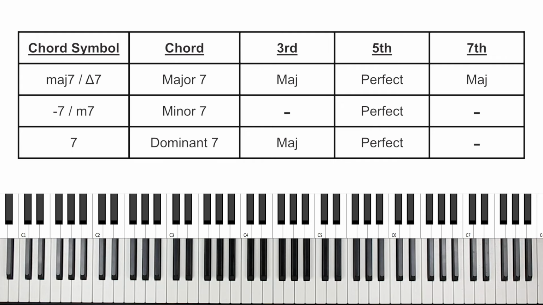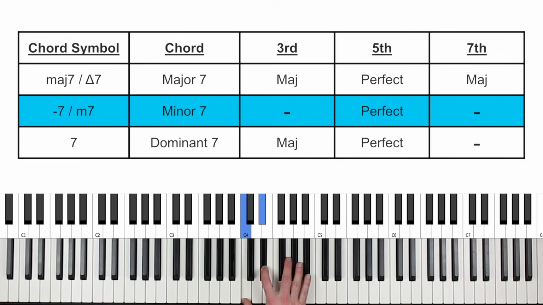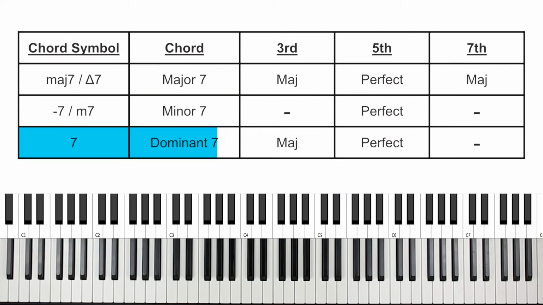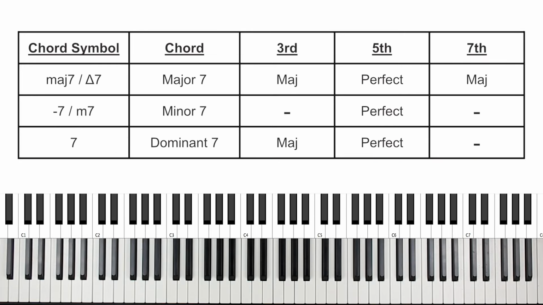With this table, we can figure out which type of 3rd, 5th and 7th we need for each chord. Major 7s have a major 3rd, a 5th and a major 7th. Minor 7s have a minor 3rd, a 5th and a minor 7th. And dominant 7s have a major 3rd, a 5th and a minor 7th. This table and all the chord charts and lead sheets in this video can be found in the description.